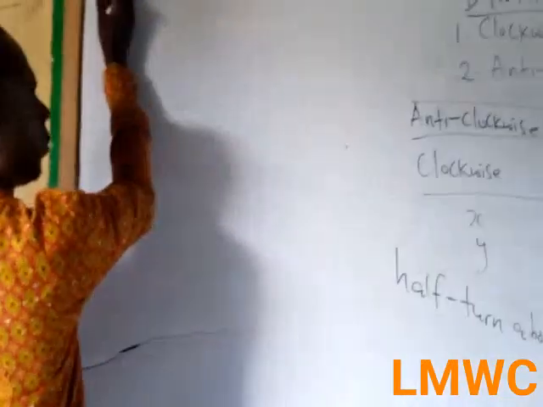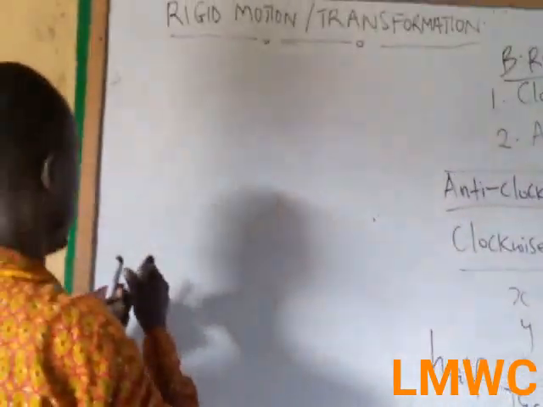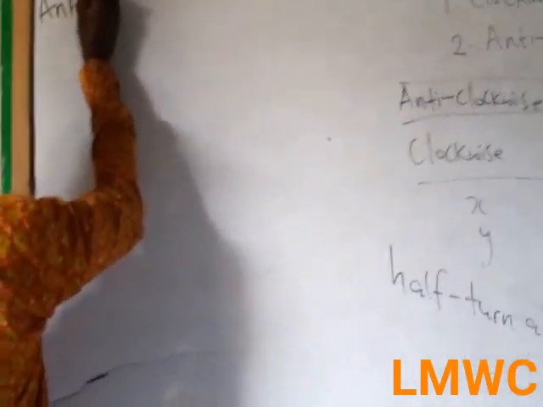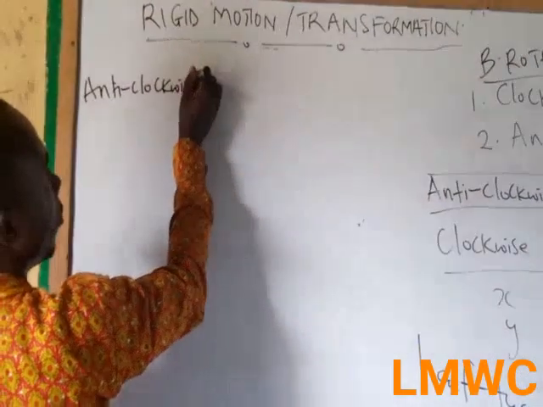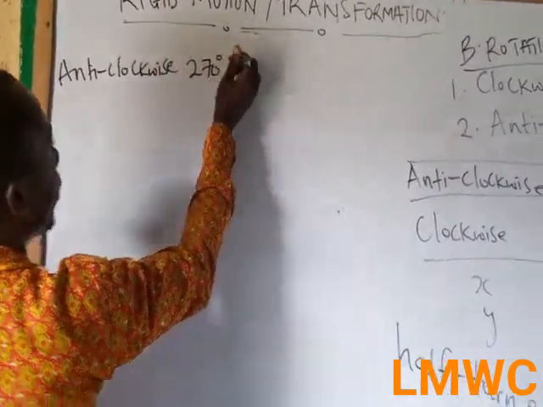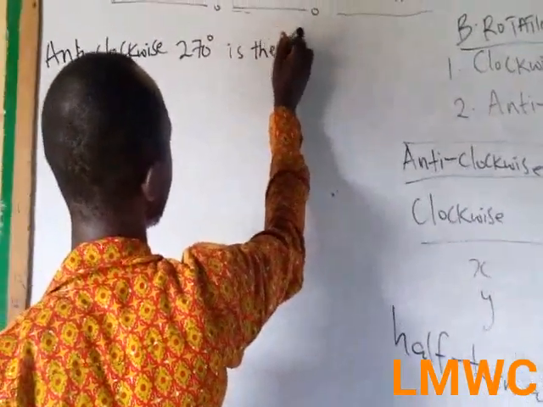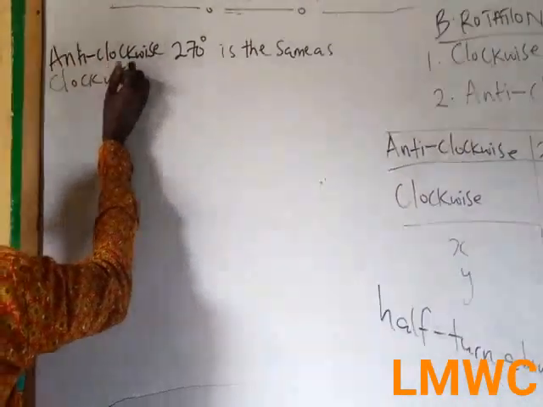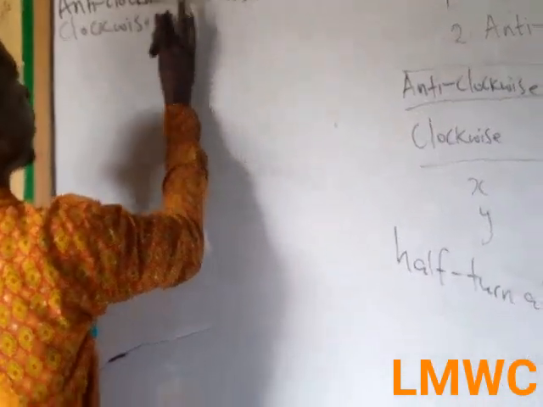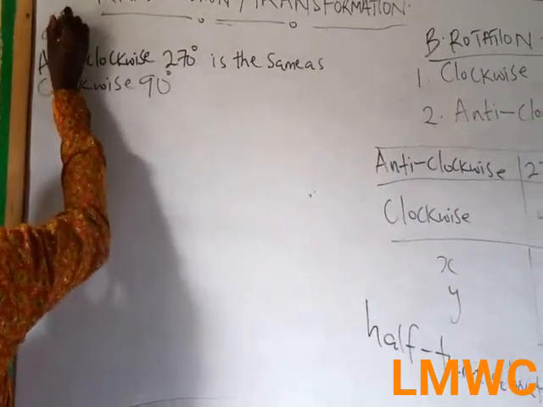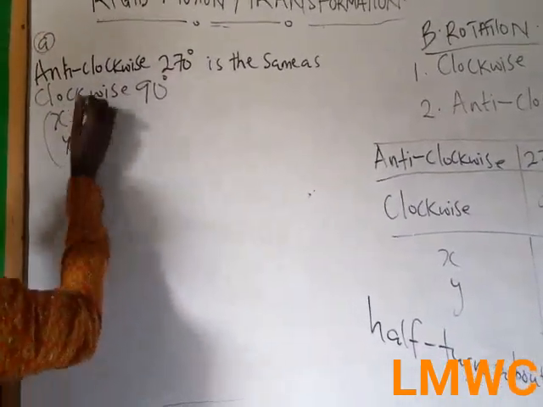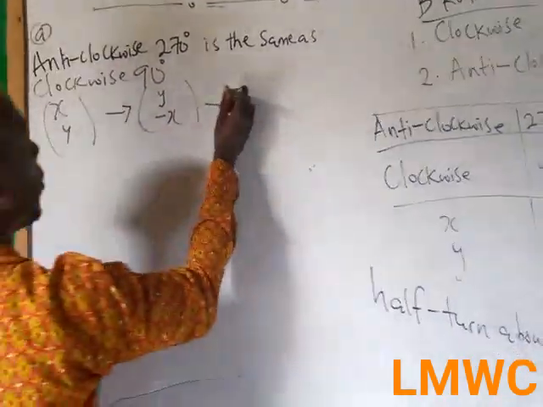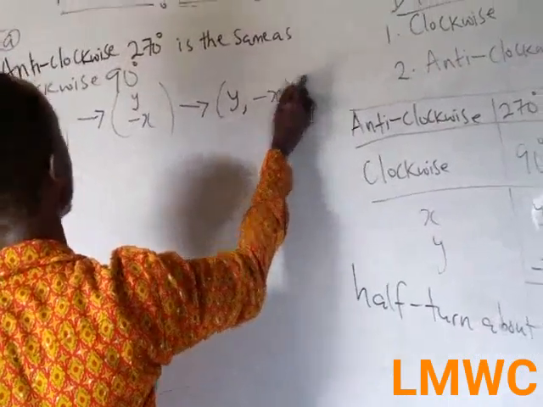We have A: anti-clockwise 270 degrees is the same as clockwise 90 degrees. So (x, y) maps to (y, negative x). That's the formula. So (y, negative x).